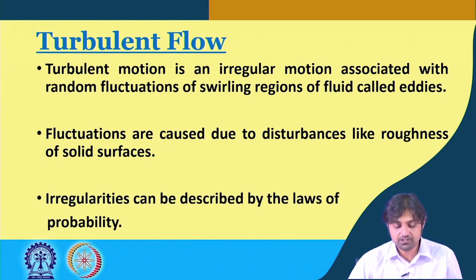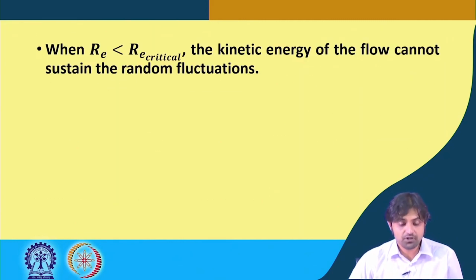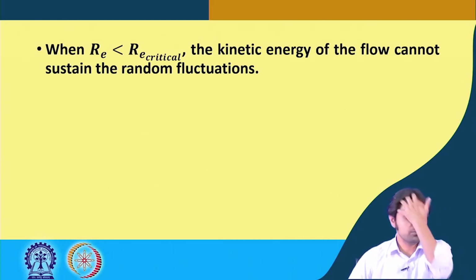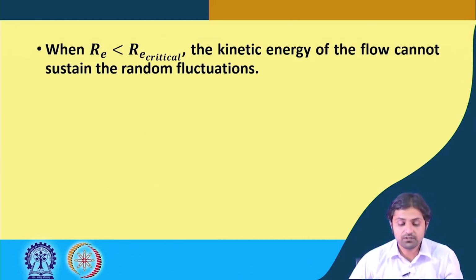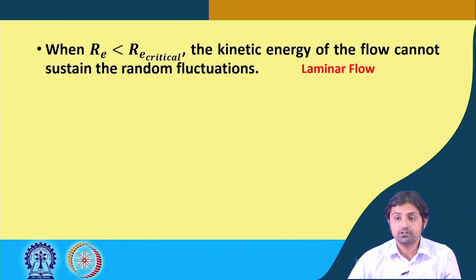Irregularities can be described by different laws, one of which is the law of probabilities. Important to know is when the Reynolds number of the flow is less than the critical Reynolds number, which, if you remember, in the pipe flow was 2300, the kinetic energy of the flow cannot sustain the random fluctuations. This is called the laminar flow.